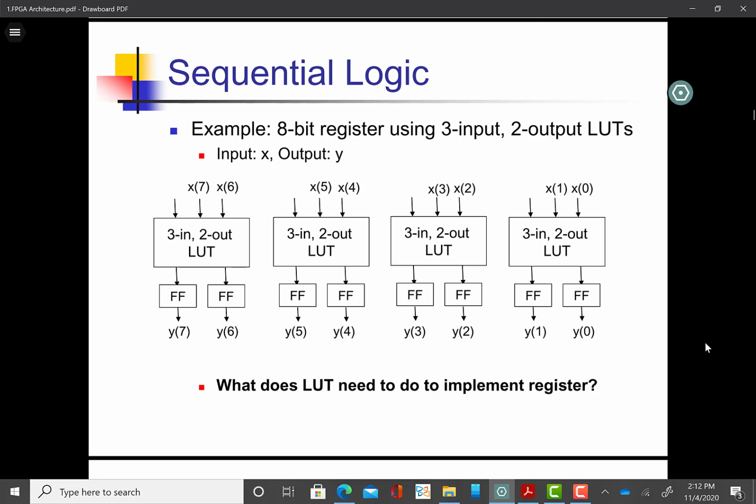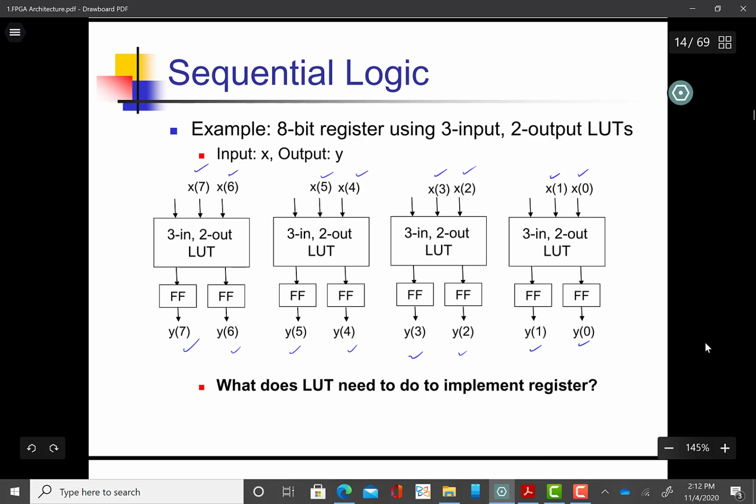If we have an 8-bit register and we want to implement it on our logic that we discussed, imagine that we have 4 lookup tables here, and each lookup table is a 3x2 lookup table, and we have a flip-flop at the output of every lookup table. So in this case, for example, our x0 and x1 may be mapped here, x2, x3 here, x4, x5 here, x6, x7 here. Similarly, our outputs can be taken from here.